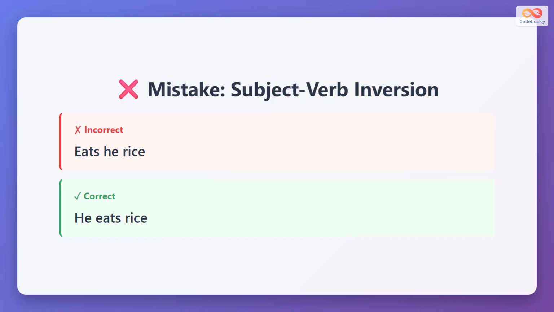The first common mistake is putting the subject and verb in the wrong order. Many beginners say eats he rice, but this is incorrect. The correct way is he eats rice. Remember, the subject must always come before the verb in standard English sentences. This rule applies to most sentences in everyday English.